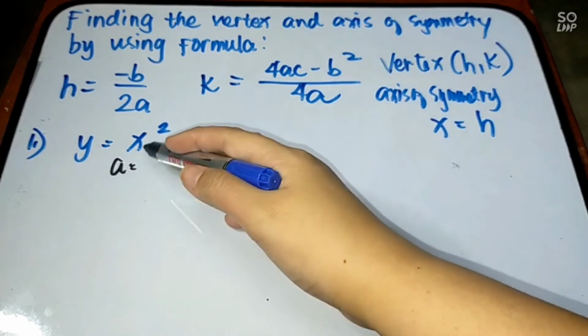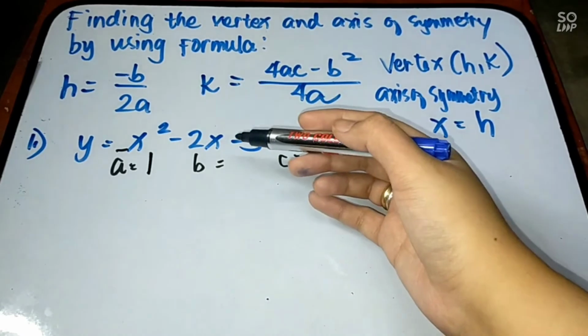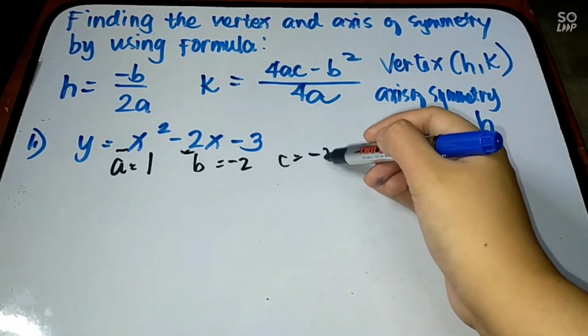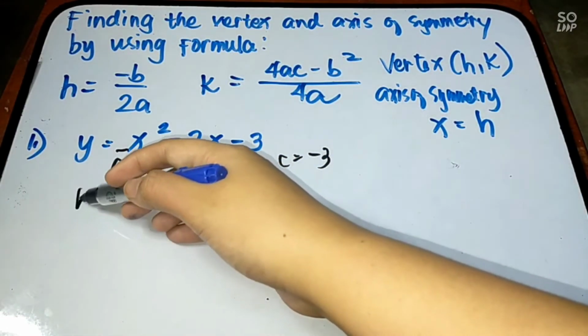Identify natin. So, ang A, katabi lang ni quadratic term, which is 1. Ang B, we have here negative 2. Ang C, we have here negative 3. That is it. Then substitute lang natin sa formula for us to find your H.